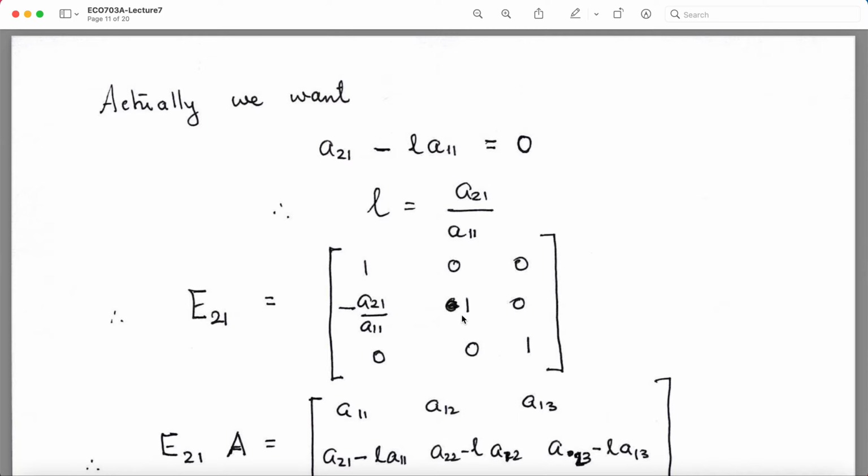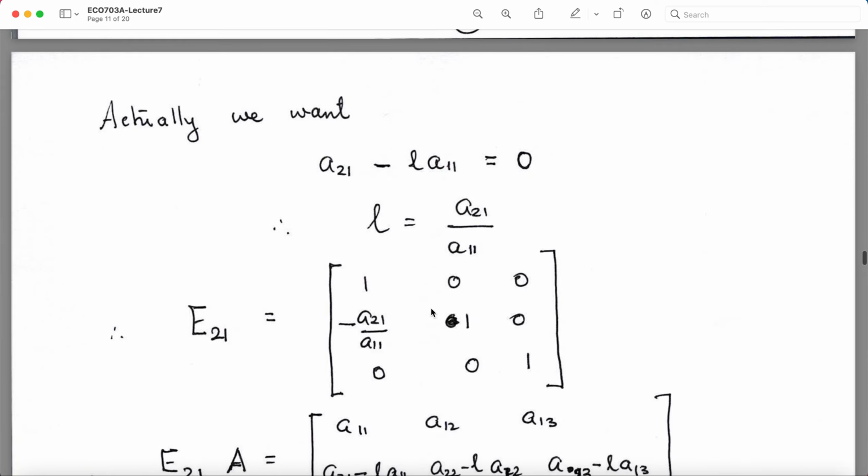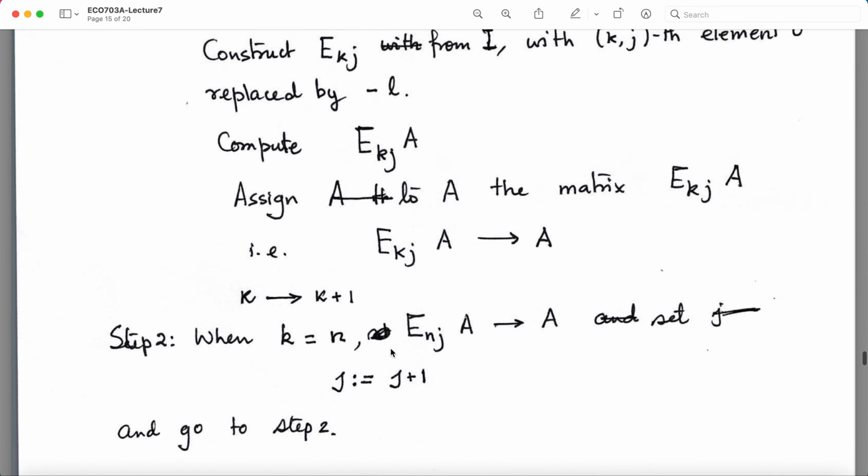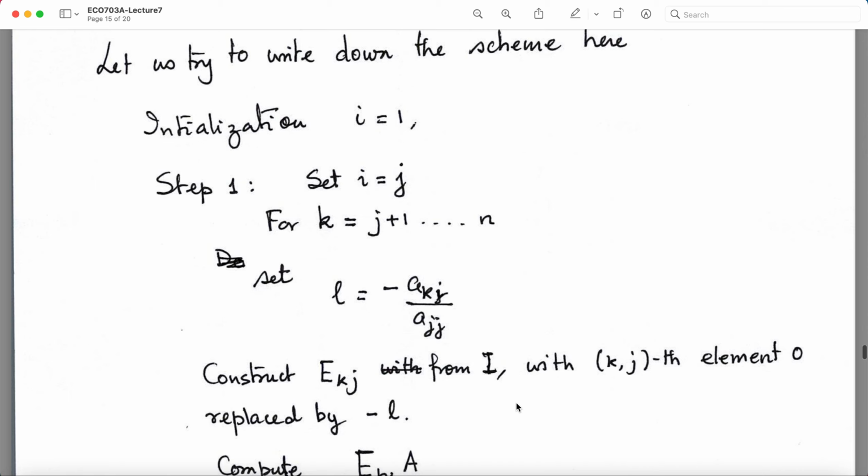And here, what did I do? What was this position? So LK would be something like AK plus 1 J by AJJ. So when you start from that position, let us go back to the algorithm. Let me see if I have done it right. So K is equal to J plus 1 to N. So for K equal to J plus 1 to N, you will set L equal to this.